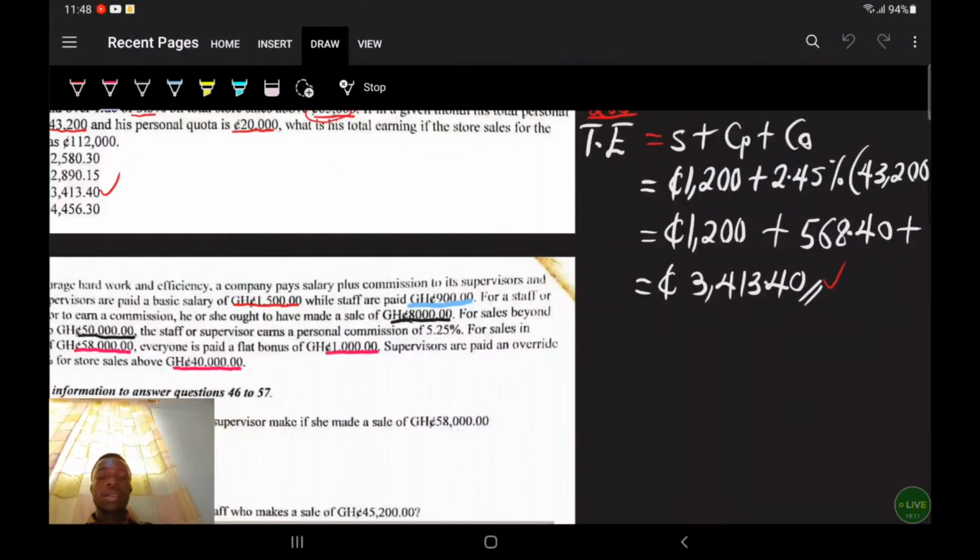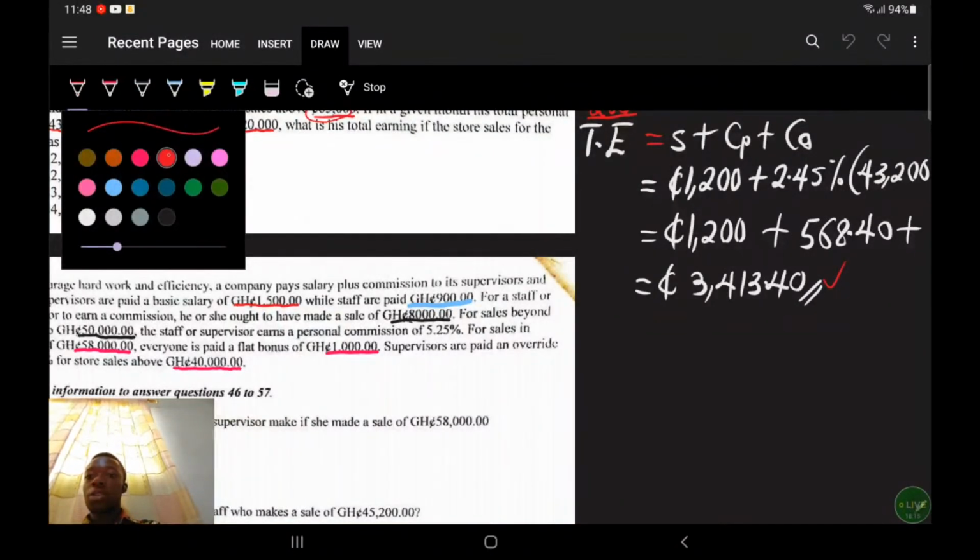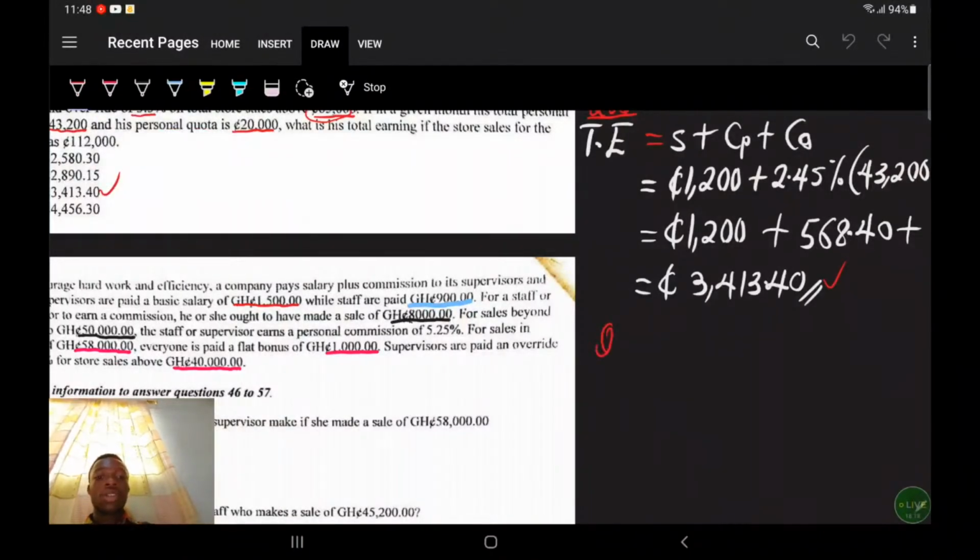So in this case, this is going to be question what? It's going to be question okay. It's going to be question.